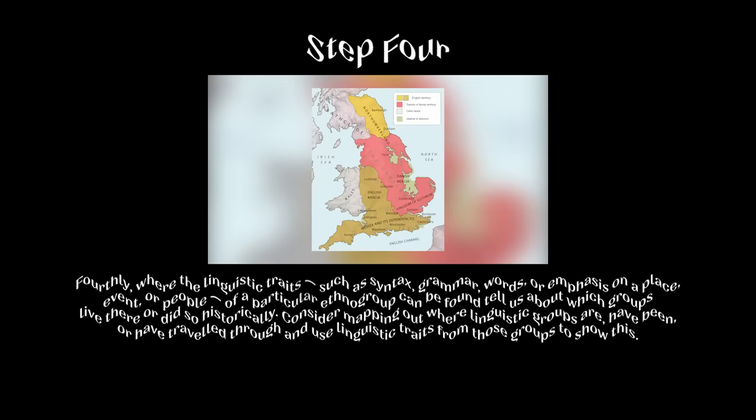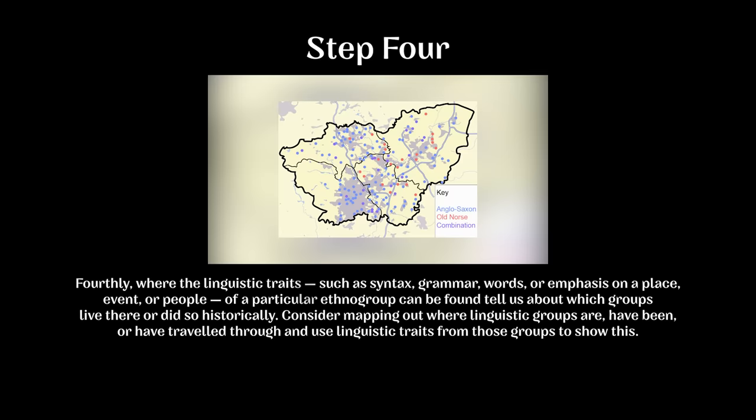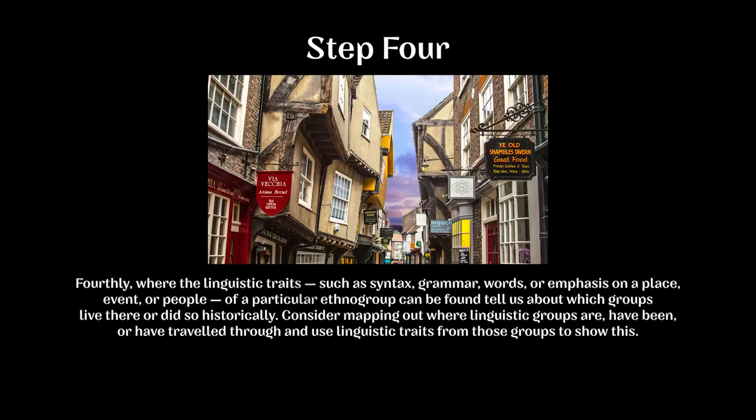Fourthly, where the linguistic traits, such as syntax, grammar, words, or emphasis on a place, event, or people of a particular ethnogroup can be found, tell us about which groups live there or did so historically. Consider mapping out where linguistic groups are, have been, or have traveled through and use linguistic traits from those groups to show this.